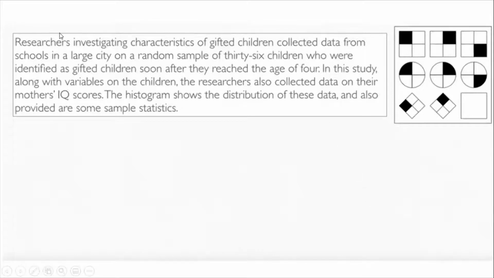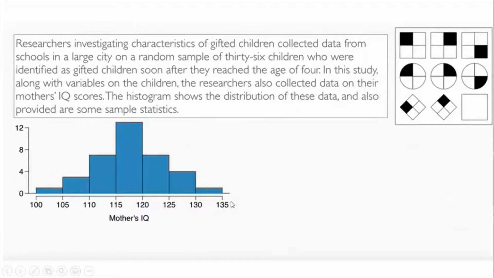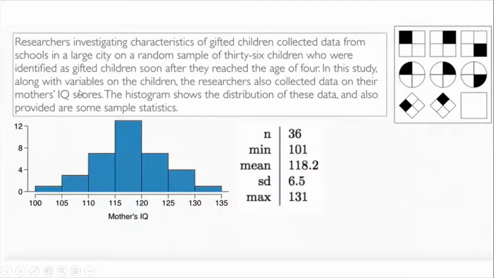We are given this context. A researcher investigating characteristics of gifted children collected data from schools in a large city on a random sample of 36 children who were identified as gifted soon after they reached the age of 4. In the study, along with variables on the children, the researchers also collected data on their mothers' IQ scores. The histogram shows the distribution of this data and also provides some sample statistics. So we have the mother IQ score. We only have the context yet, we do not have any question yet.